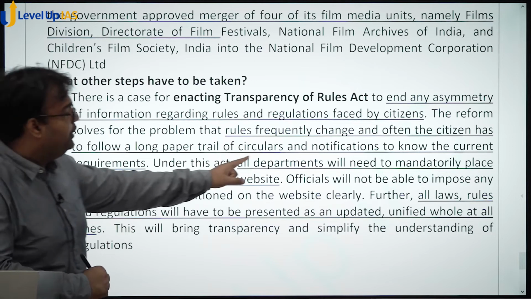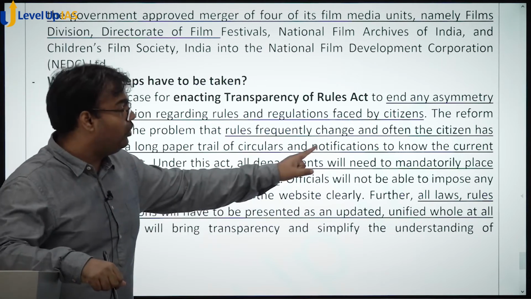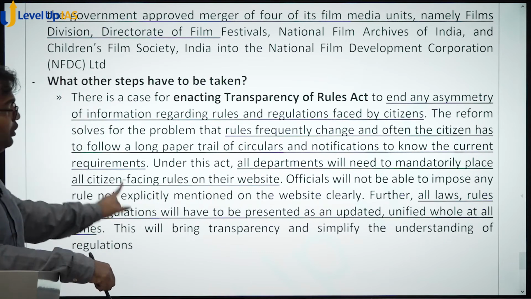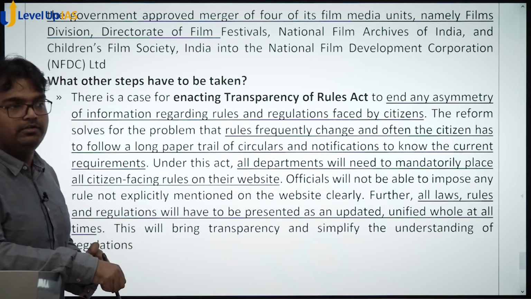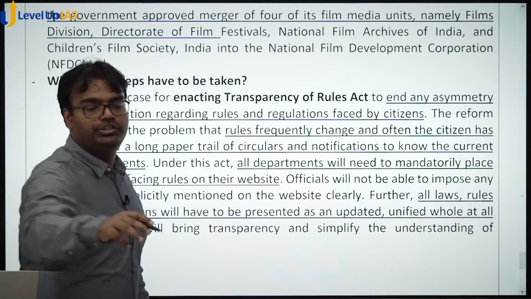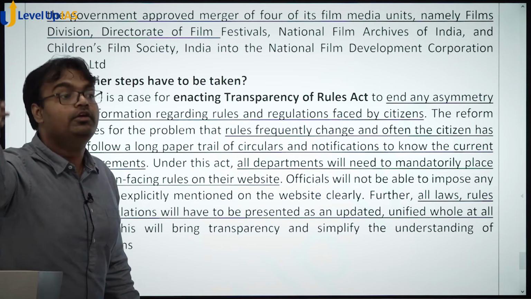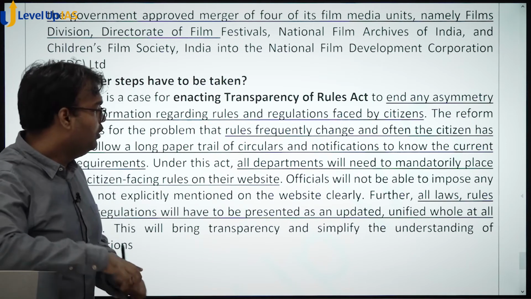All departments will need to mandatorily place all citizen-facing rules on their website. Officials will not be able to impose any rule not explicitly mentioned on the website clearly. Government officers should not do this. If something is not done properly, I should ask them, where have you told me that this should be done? Where is it mentioned on your website?